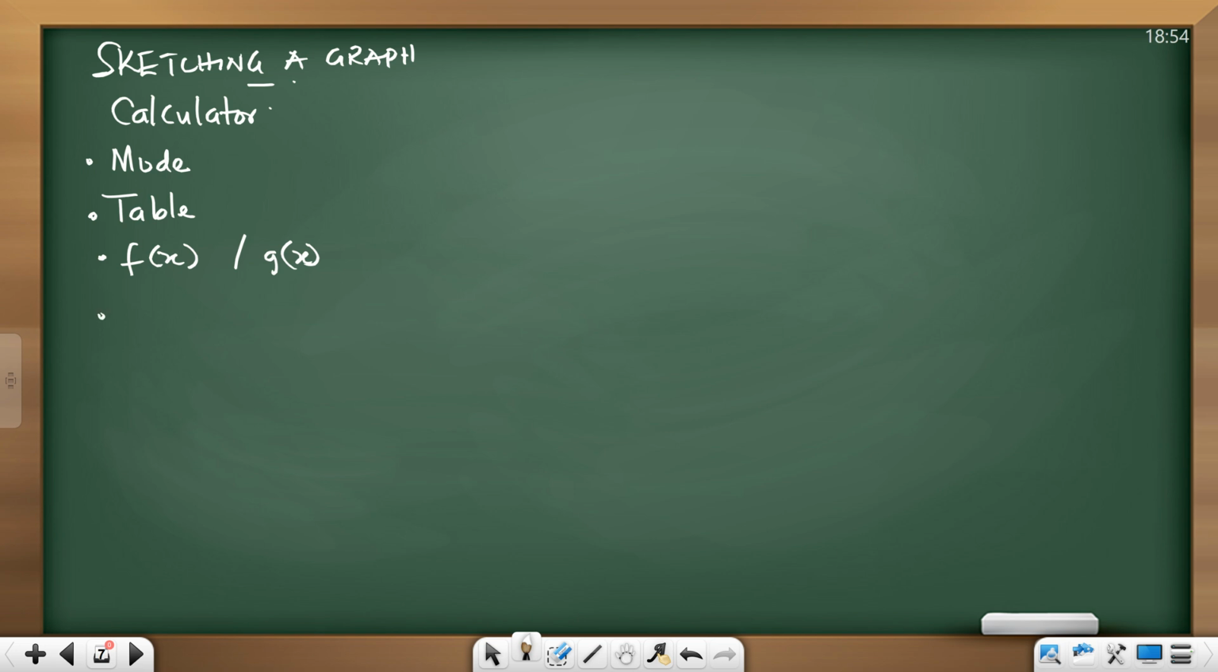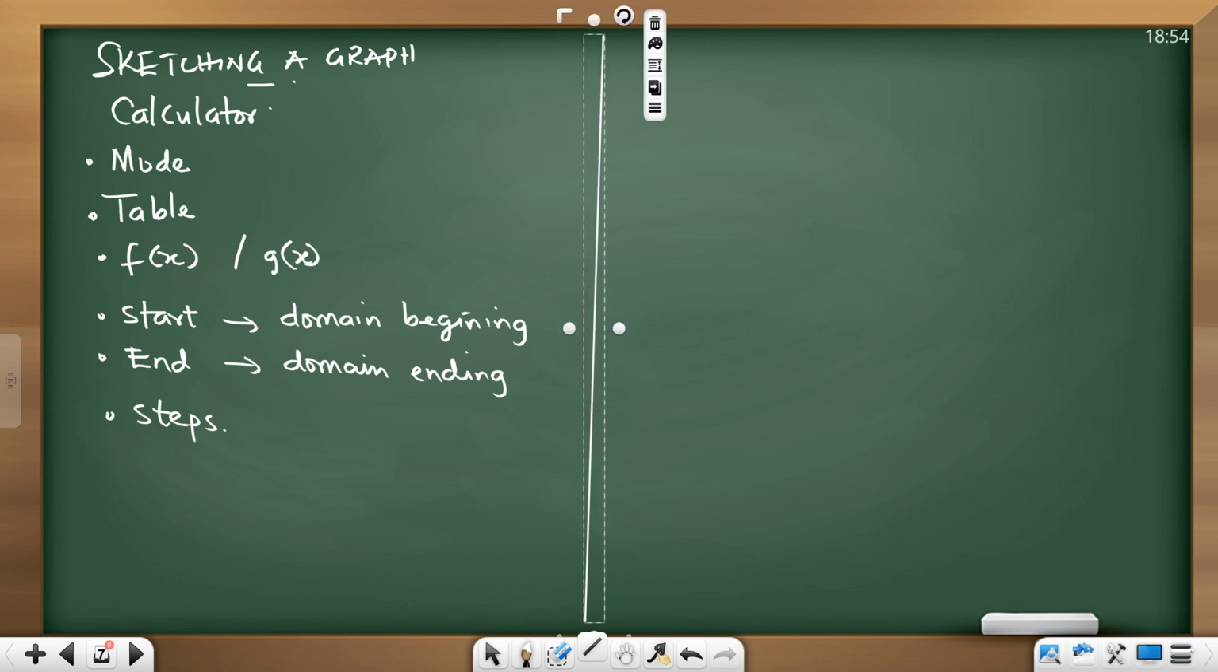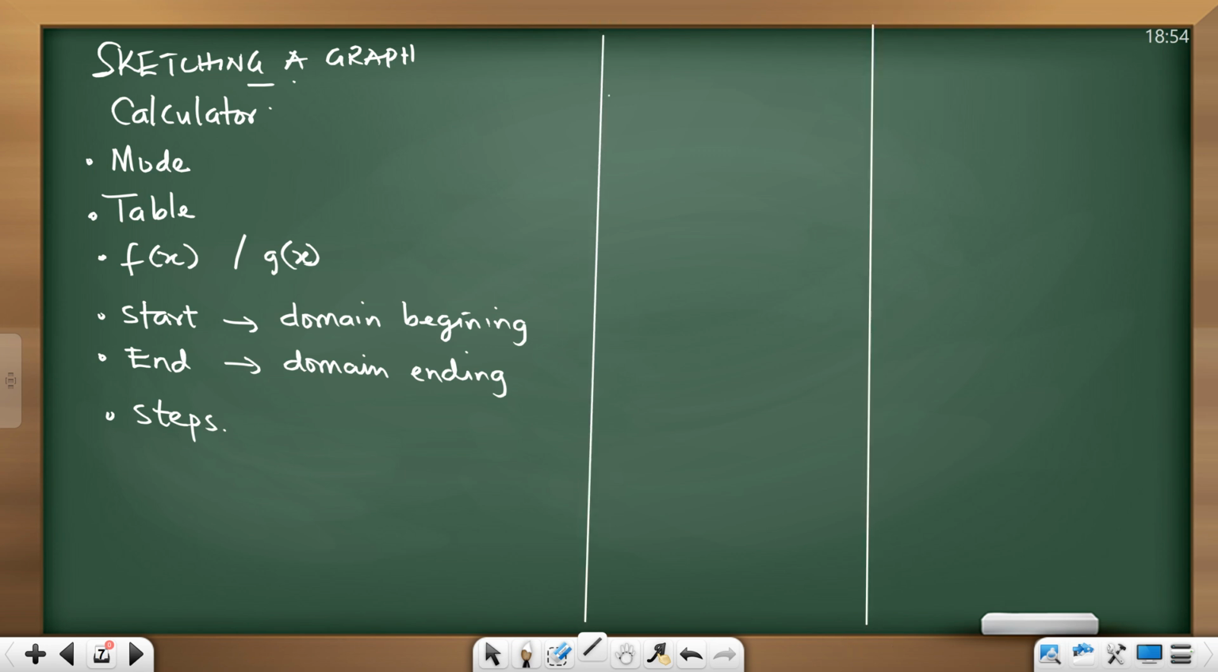From there, you have your start. This is your domain. You have the end. Also, this is your domain. Domain beginning and domain ending here. Then it will give you steps. This is the key thing. Steps is the main one. And I want to look at how to get the steps.